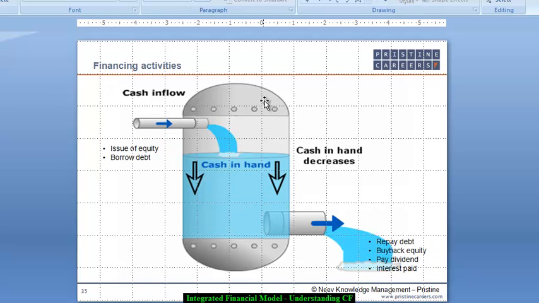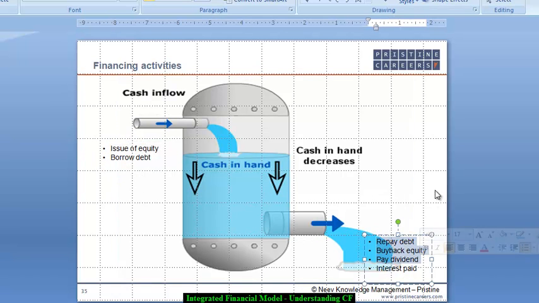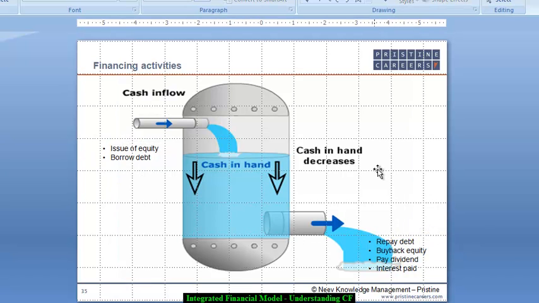Now, obviously, financing activities: how do I get inflow? I could issue new equity, or I could borrow debt to increase my inflow. Similarly, if I'm repaying the debt, or I'm paying some dividend, that's in the form of a cash outflow from a financing activity.